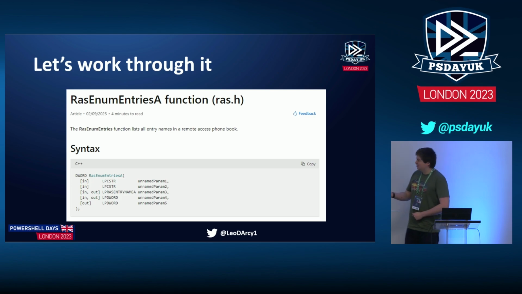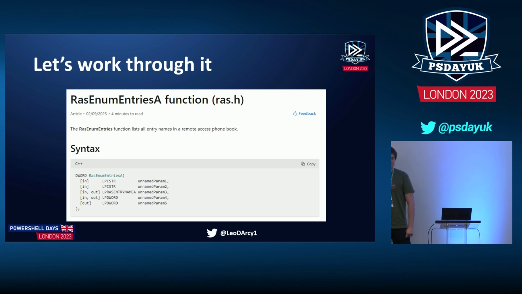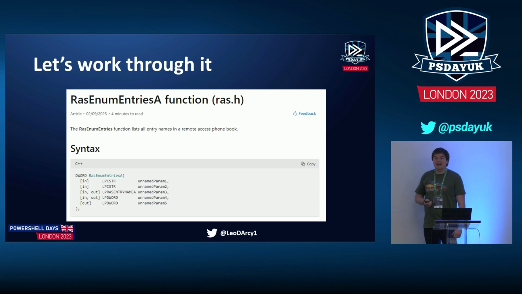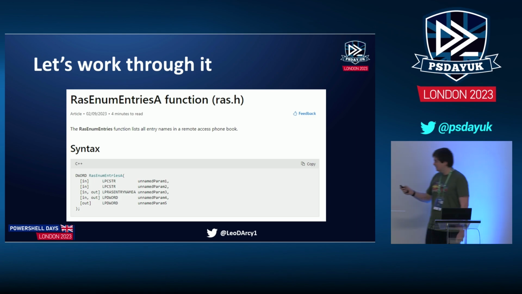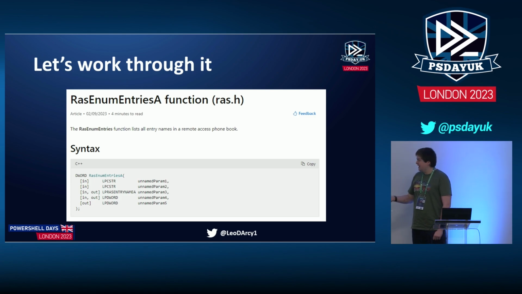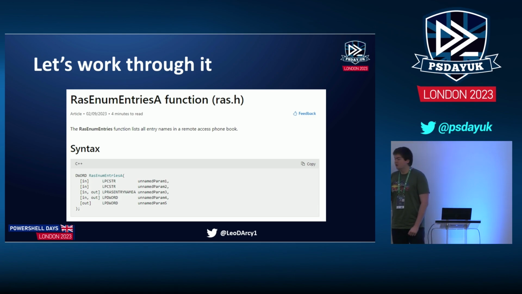From a data structure perspective, we've got these STRs. They are strings of varying types. Again, that type documentation will give you all the details on exactly what that looks like. We have a value called RAS entry name, and that is a data type that we're going to have a look at in a second. And we've got these LPDWORDs, so they are equivalent to integers or enums.